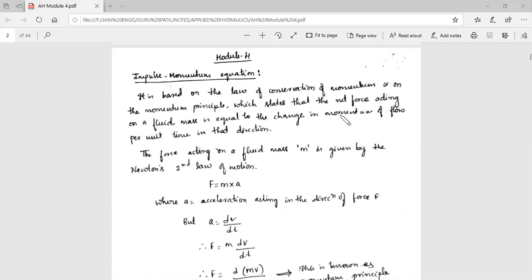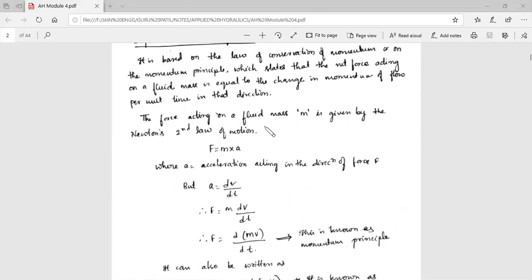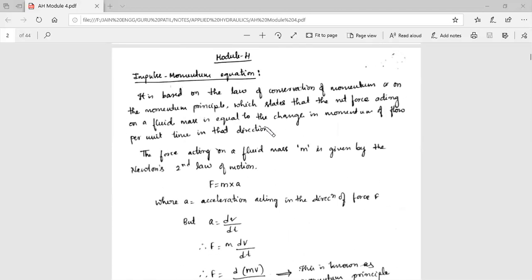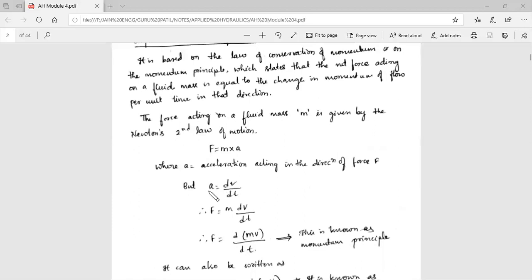According to Newton's law, the net force acting on a fluid mass is equal to the change in the momentum of flow per unit time. What does it mean? We have studied in our schooling or PUC level that Newton's second law states that force is nothing but mass into acceleration. But we should also know that acceleration is the rate of change of velocity with respect to time. So a can be written as dv by dt.